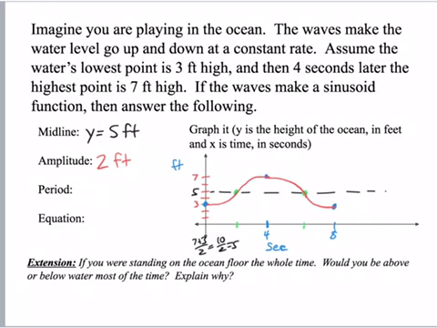And your period. Well, your period was not 4. Half your period is 4. Your whole period is 8 seconds, from low back to a low. So our period is 8 seconds.